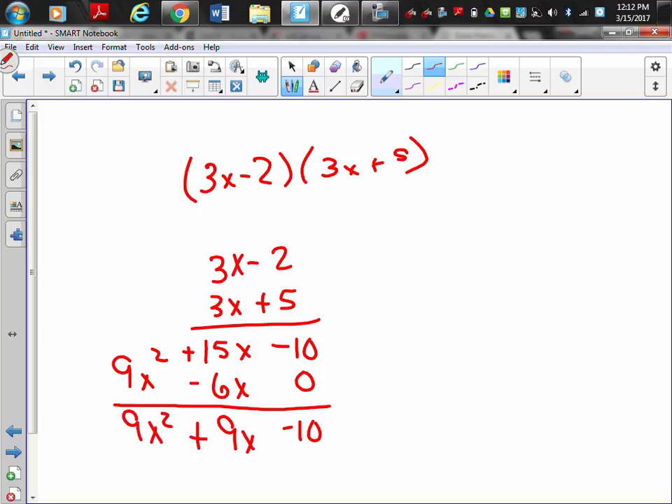Alright, so we're still going to use the same method. Still going to use the exact same thing as multiplying, just like this. So let's look at the next.